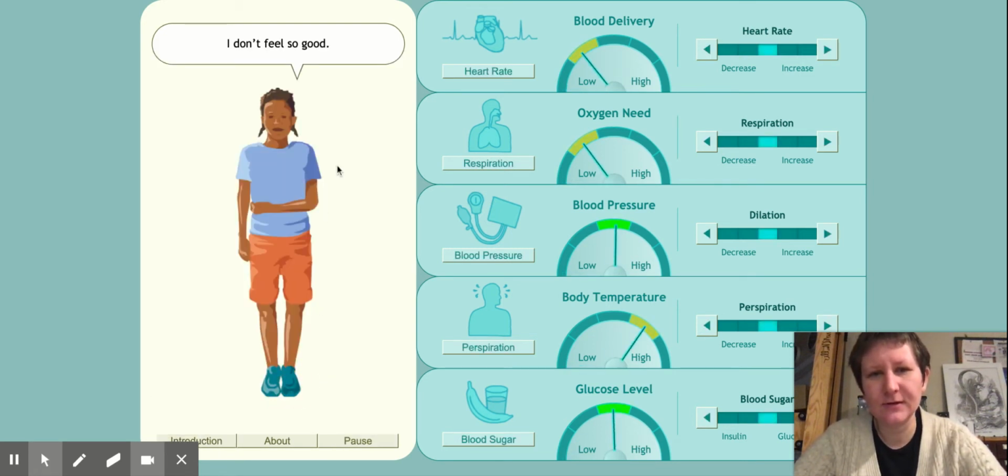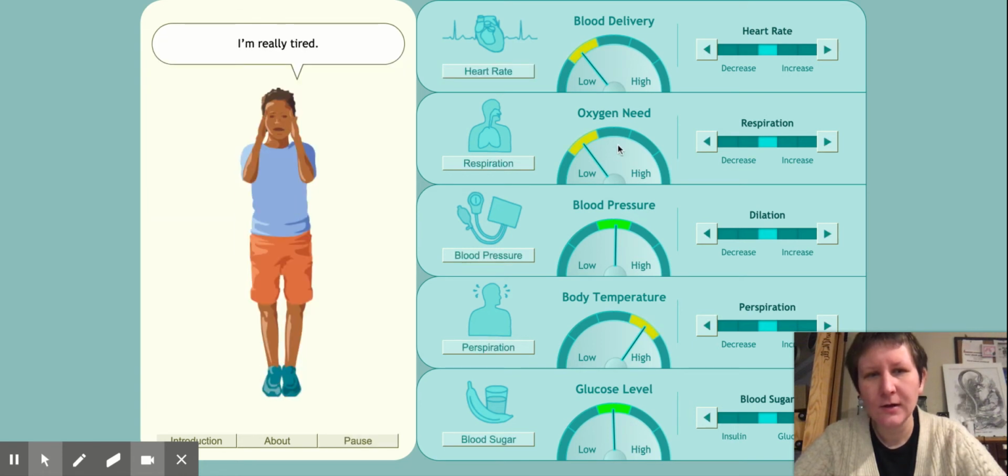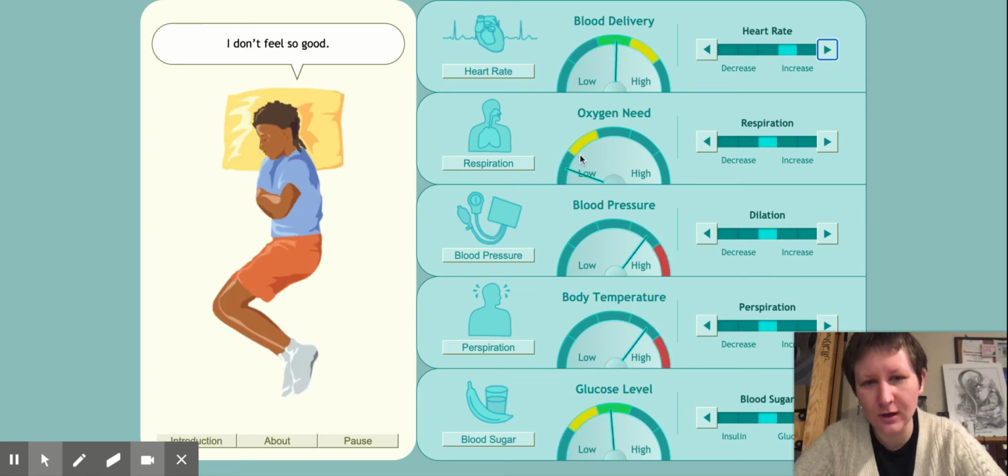So she says she doesn't feel so good. I notice here her blood delivery is low. If I'm not sure what to do, this here will explain more to me. If I increase the heart rate, she has more blood delivery, but oh no, now she is getting too much oxygen. So I need to decrease her breathing.